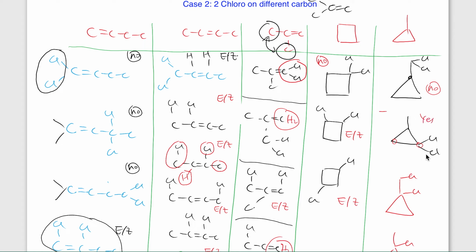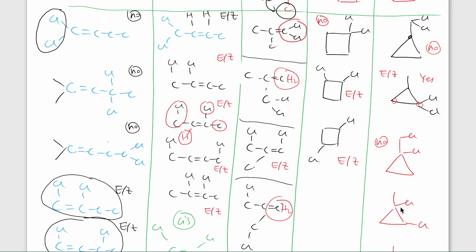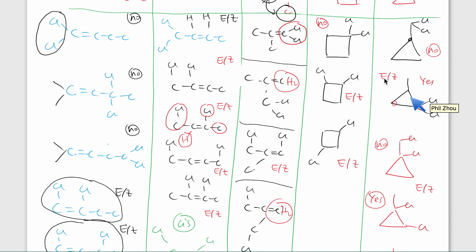So you can have E and Z isomers. And then the next one is no, because you only have one substituent group. And then the last one here, yes, because you have two substituent groups, they can both go up or both go down. So this one you could have E and Z isomers. Oh, sorry, I just made a really stupid mistake. This one you can't.